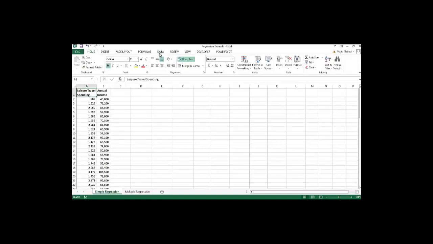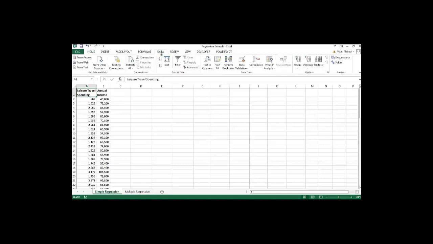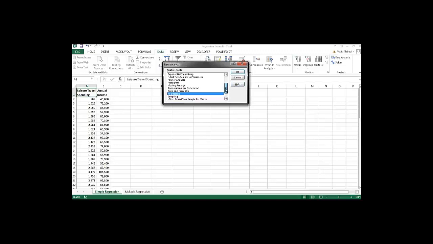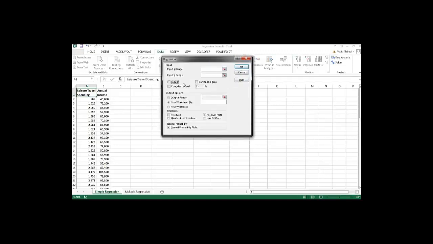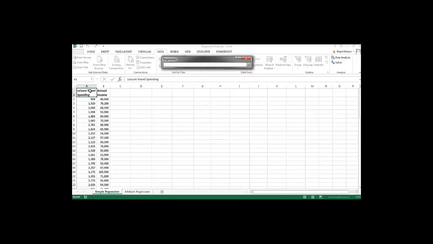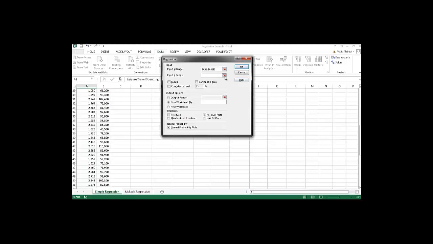I will use Excel regression tool. Under Data tab, Data Analysis tool, and Regression. From Regression dialog, we need to select X and Y range, and check labels if included, and output. First, Y range. Y is the spending. I will select the entire range of spending, and then X range, predictor, annual income.